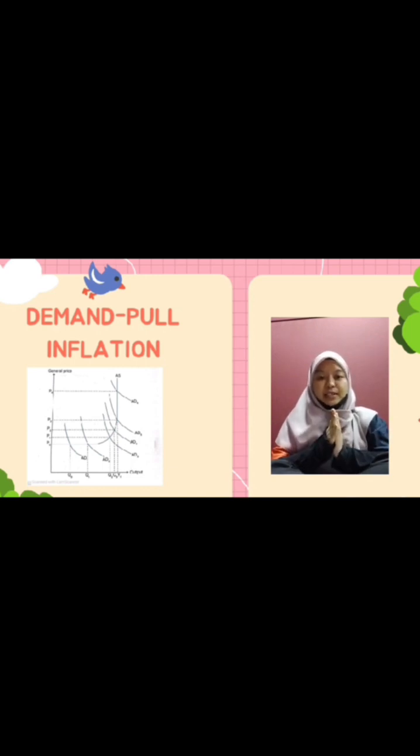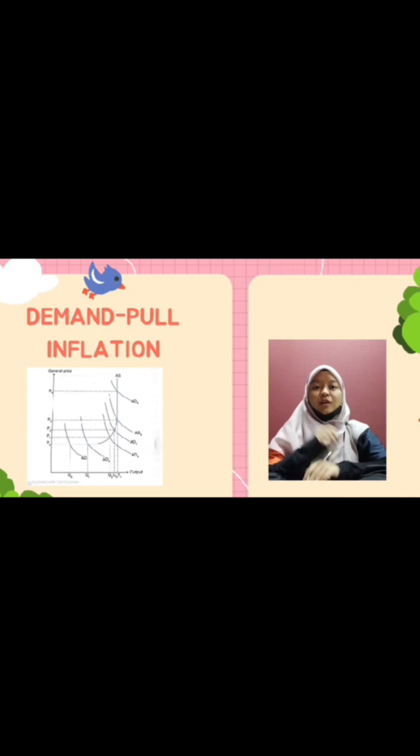Price still remains at P0 because factors of production are still available in the economy. The rightward shift of AD from AD1 to AD2 only results in the rise of output from Q1 to Q2 without any price increase. Alright, we move to the second phase of the economy.